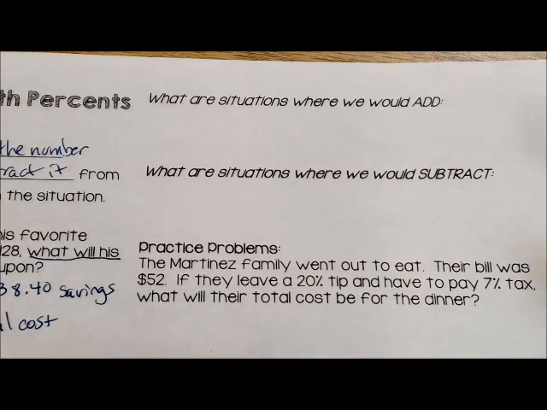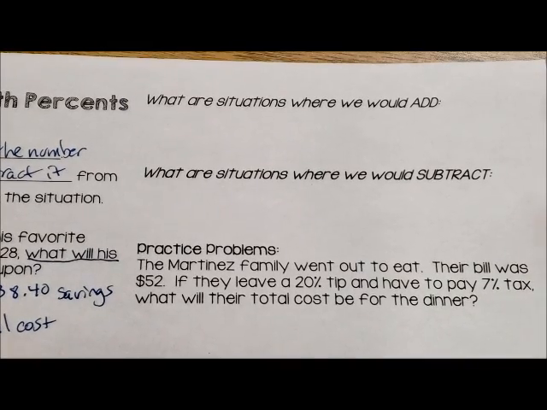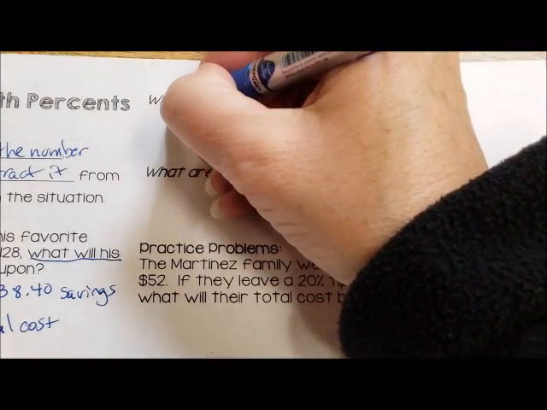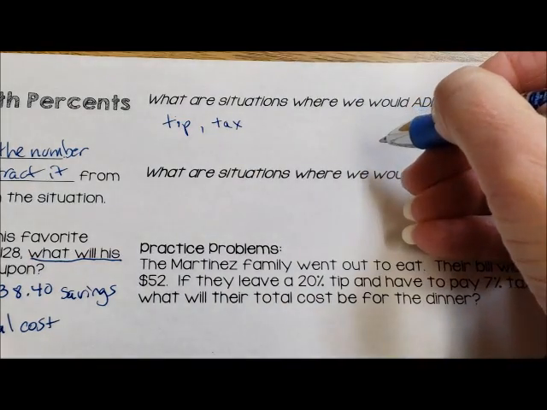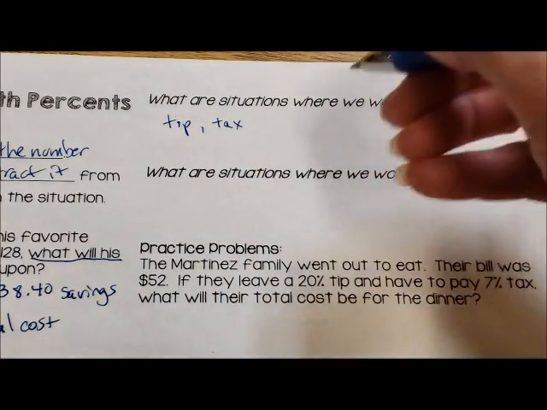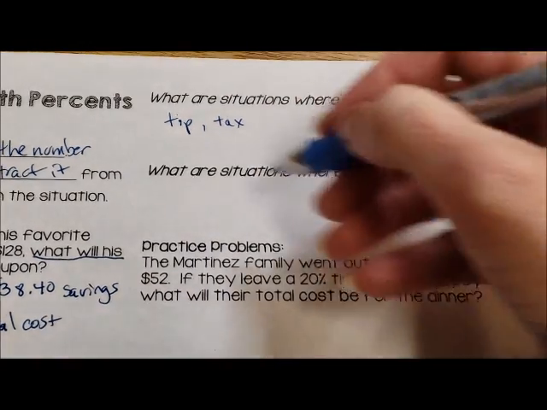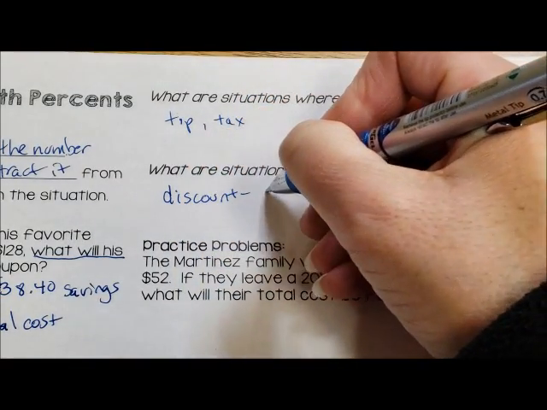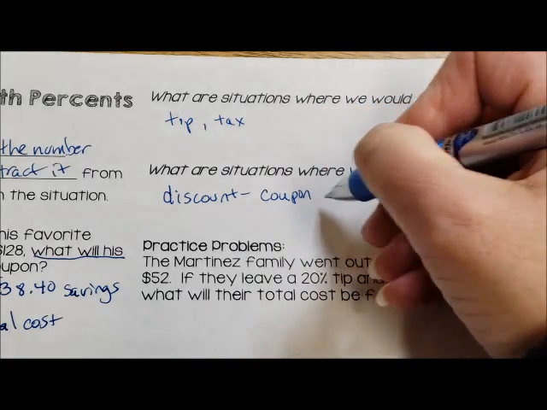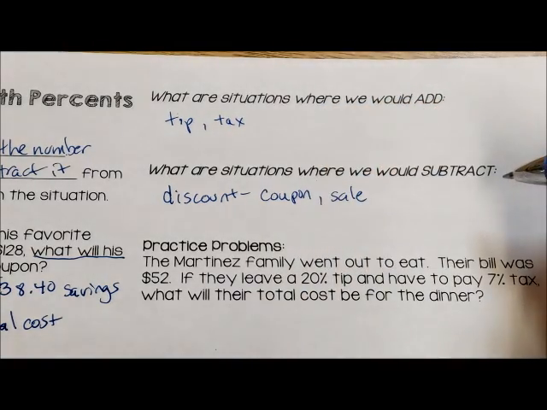Okay, so what did you come up with? Here are some things that I've thought of. When you need to add, that's going to be things like tips, tax. When you need to subtract, that's going to be different things that involve some kind of discount. So that's usually things like a coupon or a sale.